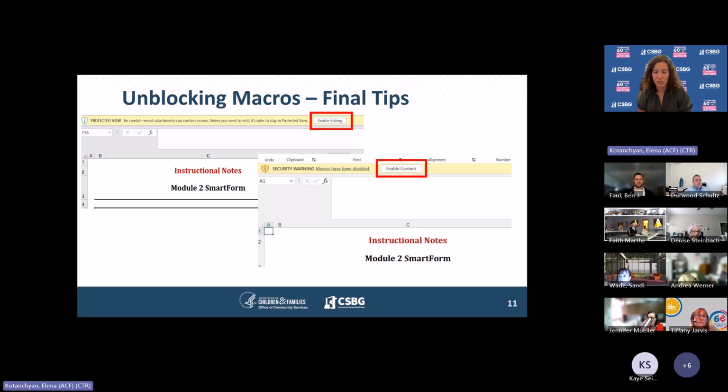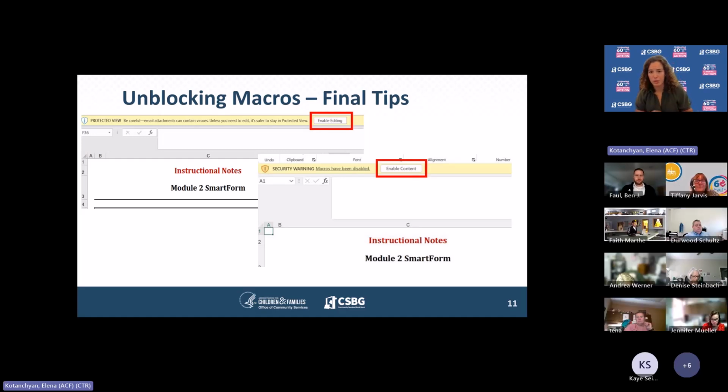But this is what I'm talking about. So again, you open the smart form and there are no red warnings. That means that you don't need to unblock macros. Everything's good. You just have to click on enable content and enable editing. Sometimes enable editing pops up, sometimes it doesn't, but enable content pops up usually all the time. So once you click that, it'll be fine. And you can see here that it also says security warning, macros have been disabled. Once you click enable content, that enables them.